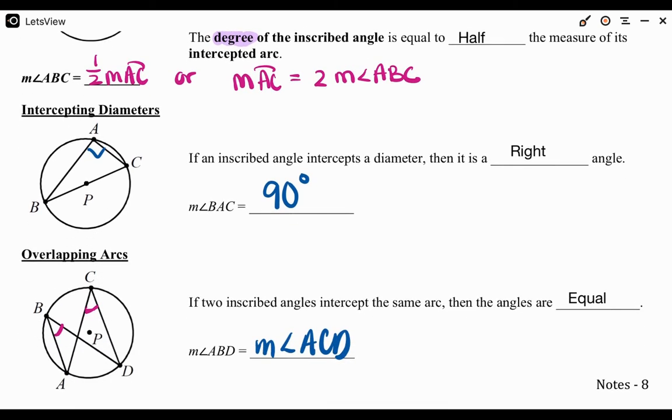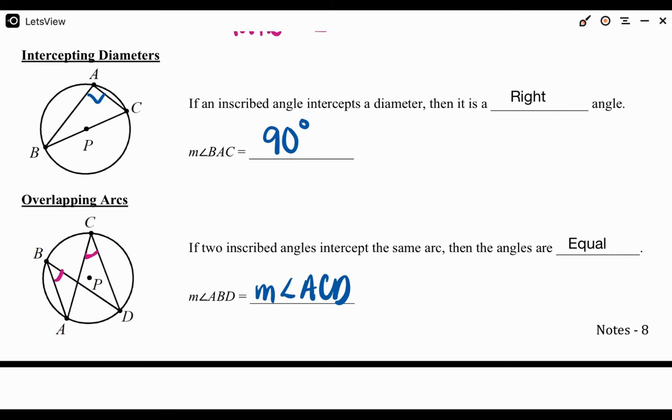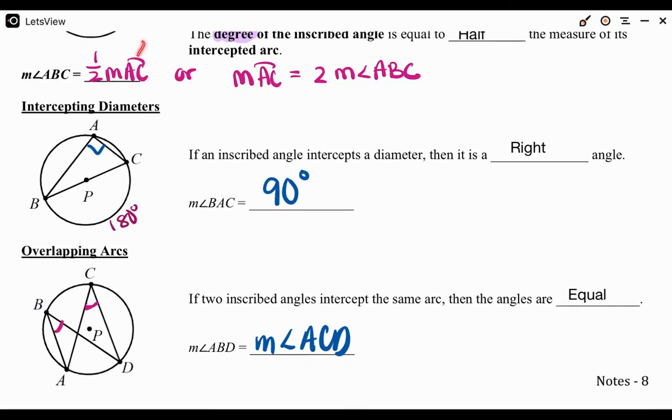Okay, intercepting diameters. So if an inscribed angle intercepts a diameter, so here's my inscribed angle, and then here is that diameter. So CB is a diameter. Then we know that we have a right angle. So angle BAC is 90 degrees. And that kind of makes sense because it follows our rule, right? If this is a diameter, that means that this BC is 180 degrees. Half of 180 means that this angle would be 90. So that's just still following that same rule from up here.